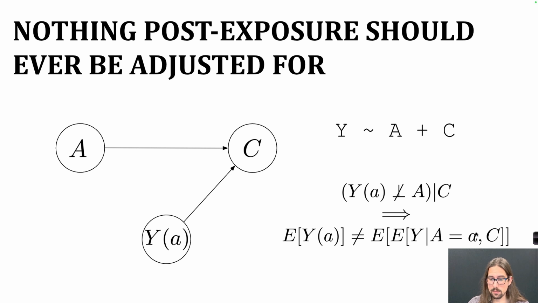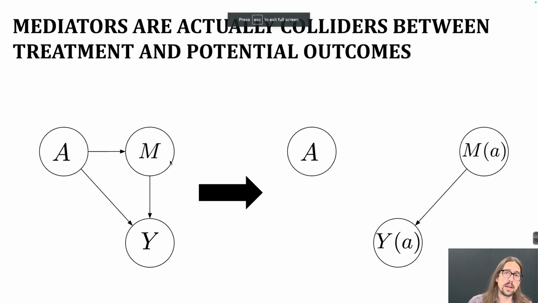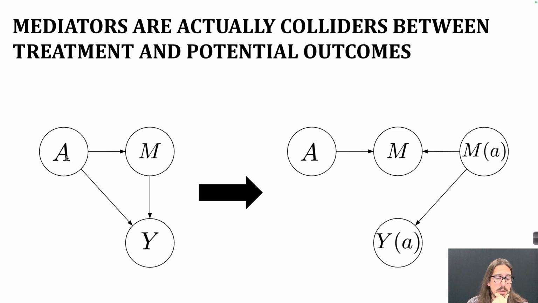But it turns out even anything that's after the exposure matters. So what's the other case? Maybe it's a mediator, something that's after the exposure but before the outcome. So it could be something like this, where A affects M, which is this mediator variable, which then affects Y. Can we condition on that? Kind of naively, you would say, okay, in this graph, if I condition on that, it blocks this path.